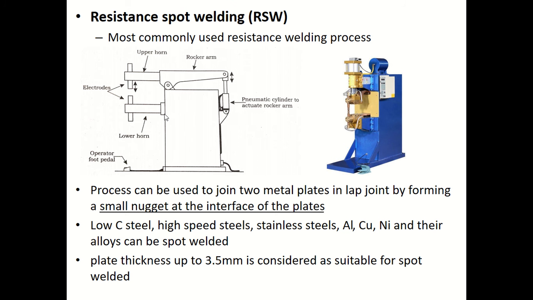Now, I told you already, this type of welding process can be used to join two metal plates in a lap joint by forming a small nugget at the interface of the plates. So this is how resistance spot welding works, and you can use this process to weld low carbon steel, high speed steels, stainless steels, aluminum, copper, nickel, and their alloys. You may please note that plate thickness up to 3.5 mm is considered suitable for spot welding.